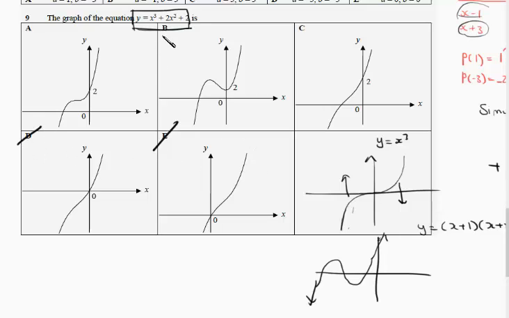The reason is, when x is equal to 0, y equals 2. So that's the intercept there. So this is going through 0, 0, right? But this is going through 0, 2. See?